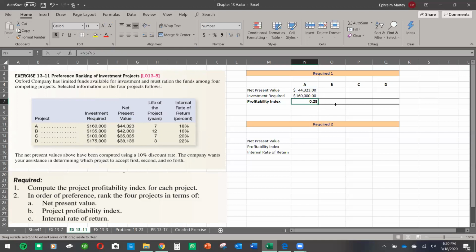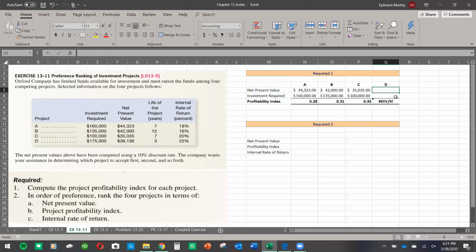What I would do is just drag it all the way here and then put in the numbers, and that will tell me what my profitability index is. So with B, what is my net present value? It's 42,000. What is my investment required? 135,000. So the profitability index is 0.35. C, what is my net present value? 35,035. And the investment required? 100,000. So my profitability index is 0.35.